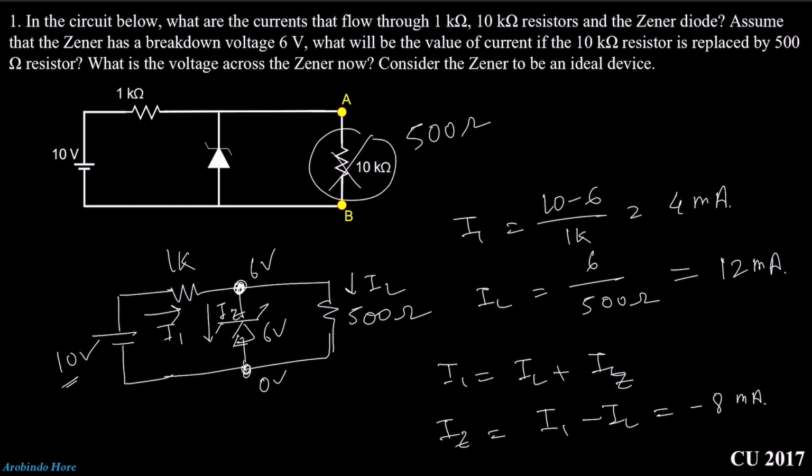So you can see here, as we changed the resistance from 10 kilo ohm to 500 ohm, the current flowing through the Zener diode is minus 8 milliampere. That means that is not possible, right? The Zener will be on when some current flows through the Zener diode, but we saw that minus 8 milliampere flows through it. That means our assumption that the Zener diode is on is wrong. The Zener diode is actually turned off. Why is the Zener turned off? Now I will explain that.